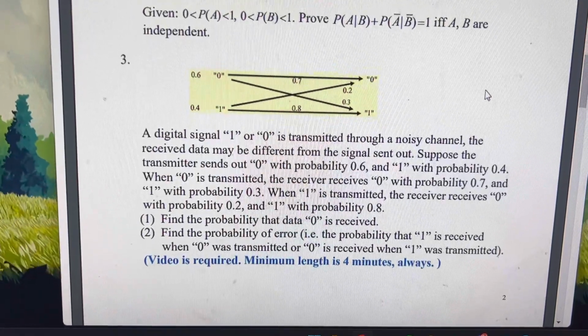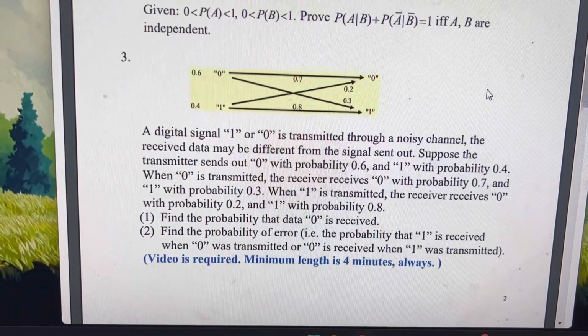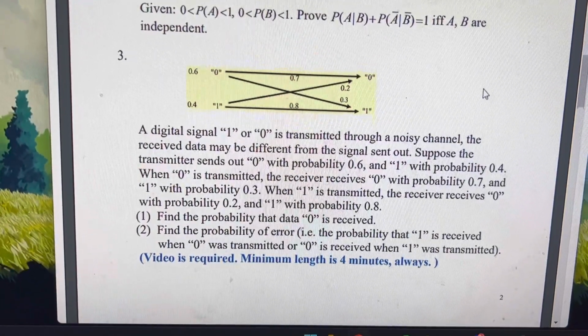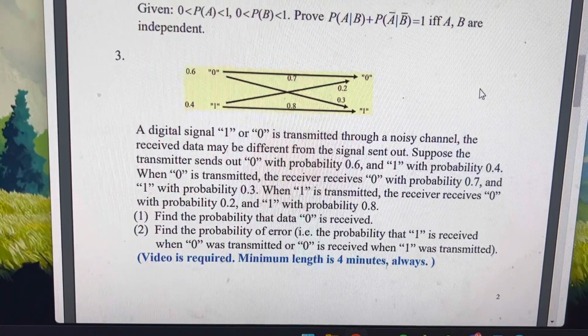This is a video required for problem 3. So a digital signal 1 or 0 is transmitted through a noisy channel. The received data may be different from the signal sent out.